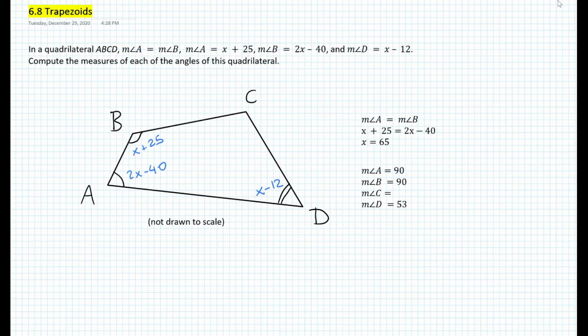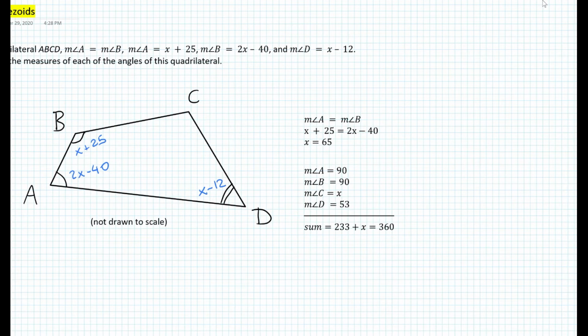Well, we know that in every quadrilateral, the sum of all measures has to be equal to 360. Obviously, here we're talking about the interior angle measures. So that means that if we sum it all up, and let's say we call the measure of angle C equal to x, summing it all up, we obtain 233 plus x. That must be equal to 360 degrees. So that gives us an x value of 127.